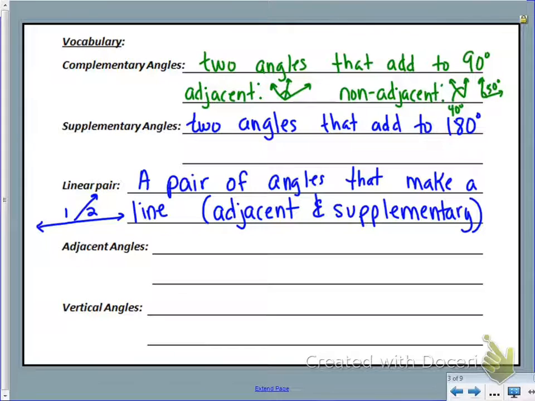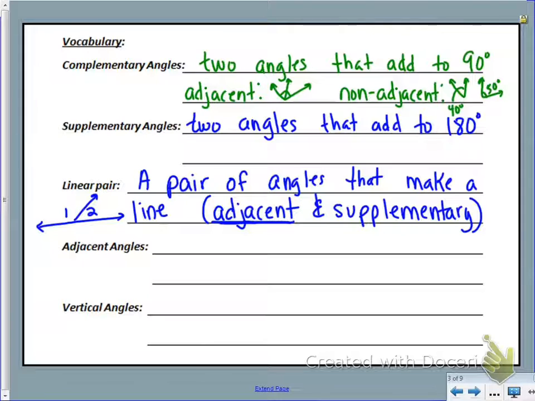So linear pair and supplementary angles, you might be wondering what the difference are. The difference is supplementary angles can be adjacent or non-adjacent, but a linear pair must be adjacent, whereas supplementary angles do not need to be. But the commonality between those two is that they both add to be 180 degrees. So it's two angles that would add to be 180 degrees.